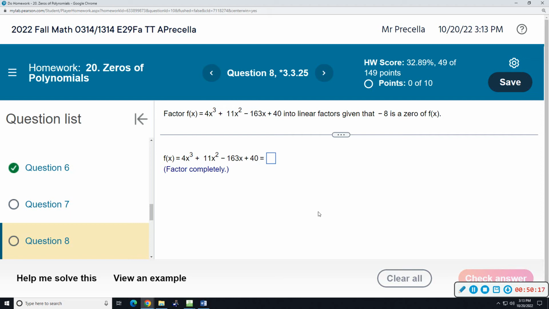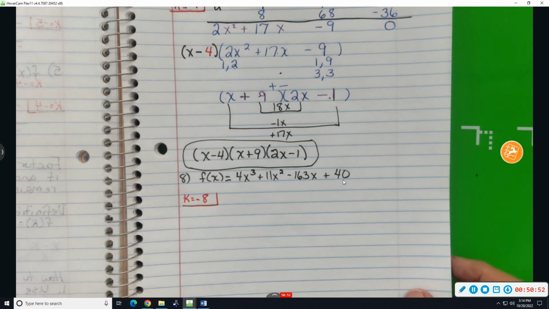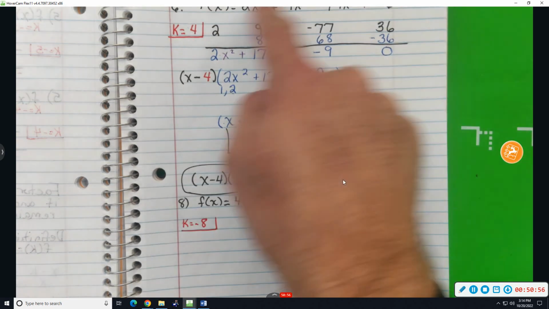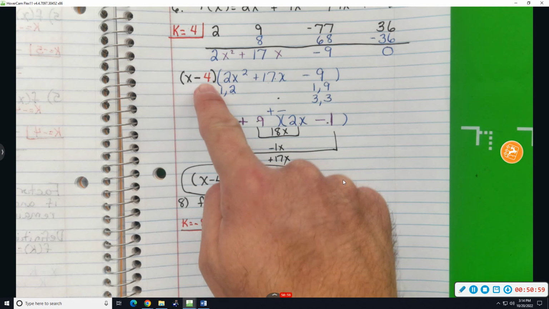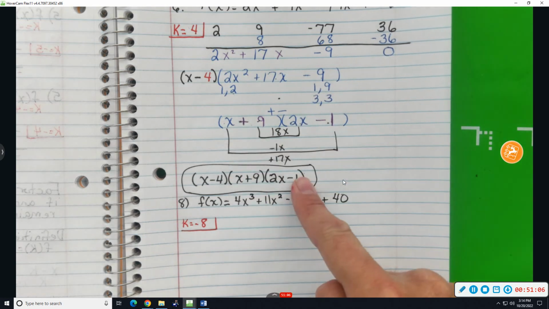Can y'all imagine if you were trying to factor this with trial and error? Draw three sets of parentheses and start with trial and error. It would take a long, long time, even for me to do it. But what's our k? K is negative 8. So we're going to do what we did on problem 6. Do the synthetic division. Then write x minus k, that's your first set of parentheses. Factor the quotient to get your other two sets of parentheses.